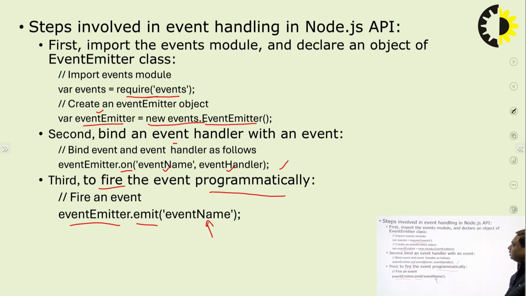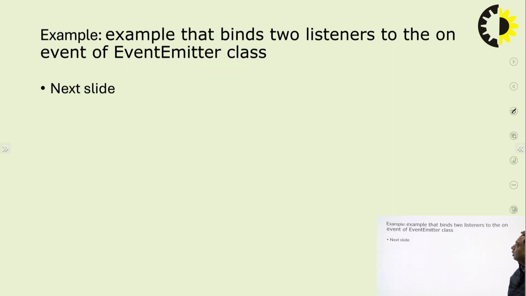So these are very general steps. First we have to import the module, then create the object of the EventEmitter class, then attach a callback function to a particular event, then generate the event, or you can say fire the event. Next I am going to discuss an example based on event handling.